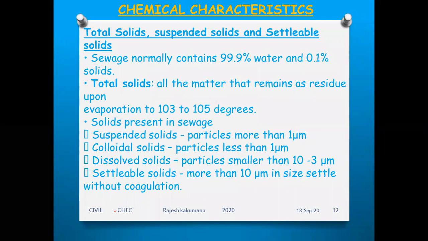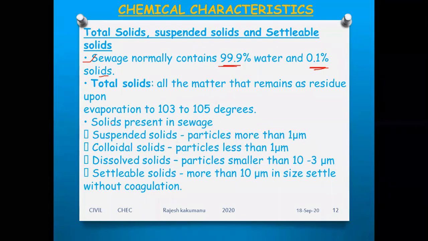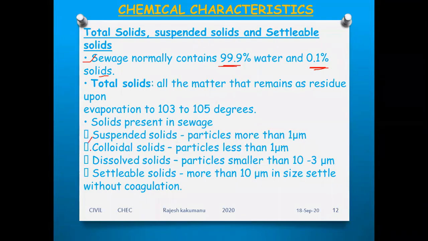So these are the chemical characteristics which we have to study in detail, right? The total suspended solids are 99.9% water, only 0.1% solids. Then what about the solids? The solids are of various types, depending upon their application and their size. So you have suspended solids, colloidal solids, dissolved solids, and settleable solids.